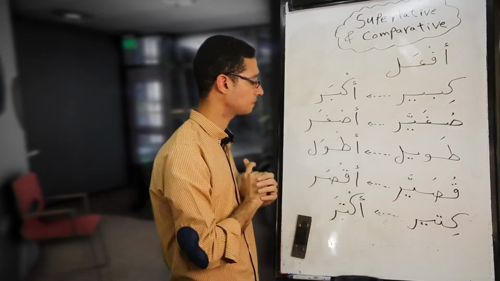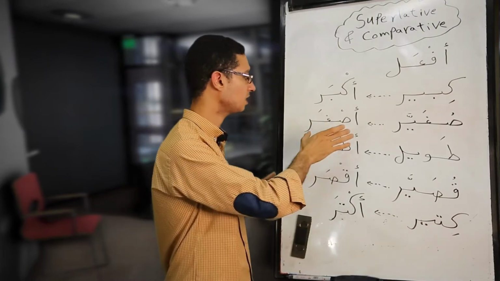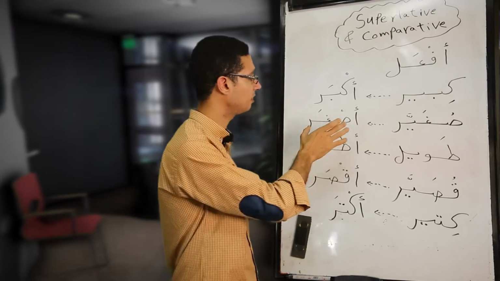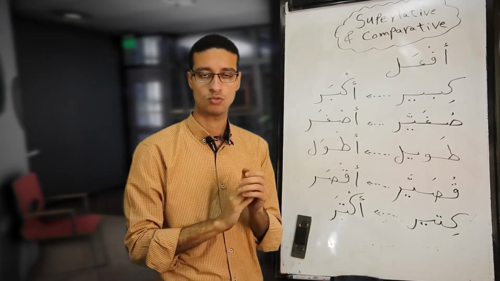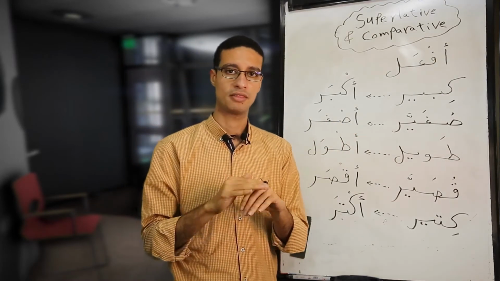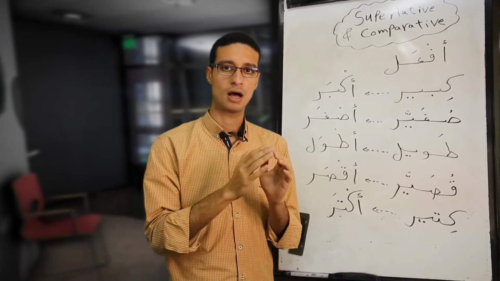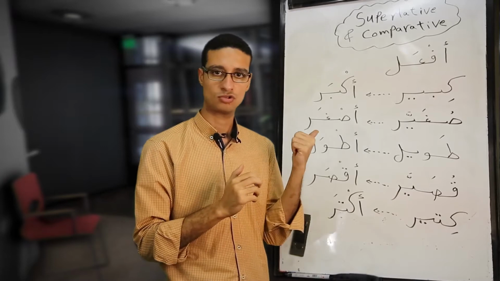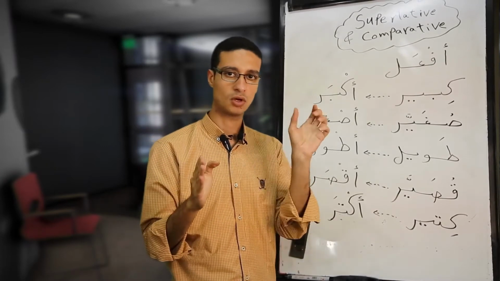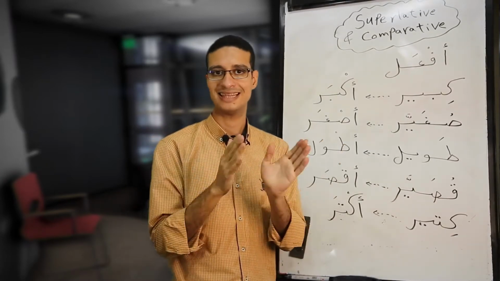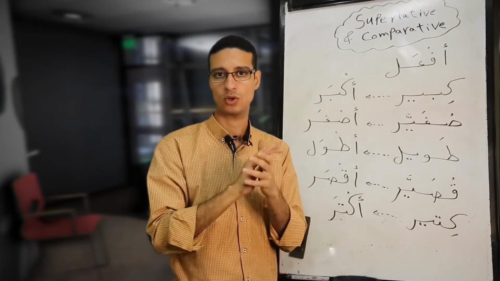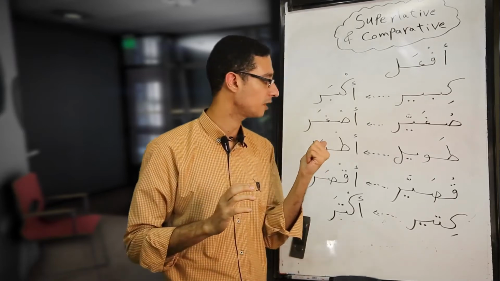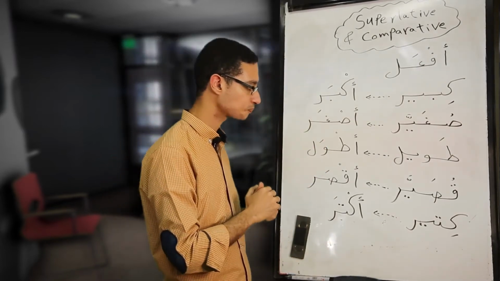صغير, أصغر. But if we want to make this superlative, for example, to say the youngest student, أصغر طالب. So it's followed by the noun directly, أصغر طالب, and the noun is indefinite. It doesn't have the article, ألف ولام. أصغر طالب, the youngest student.